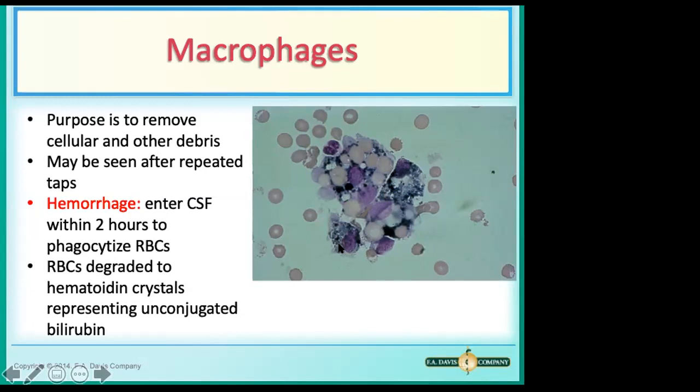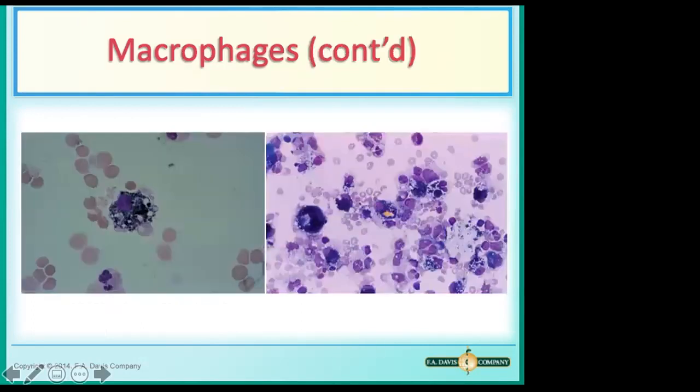These macrophages right here are showing some engulfed erythrocytes, so it's called erythrophagocytosis. There are more pictures of macrophages right over here. Here on the left, you see a picture of a macrophage with aggregated hemosiderin granules. You can see that a little bit darker in here.